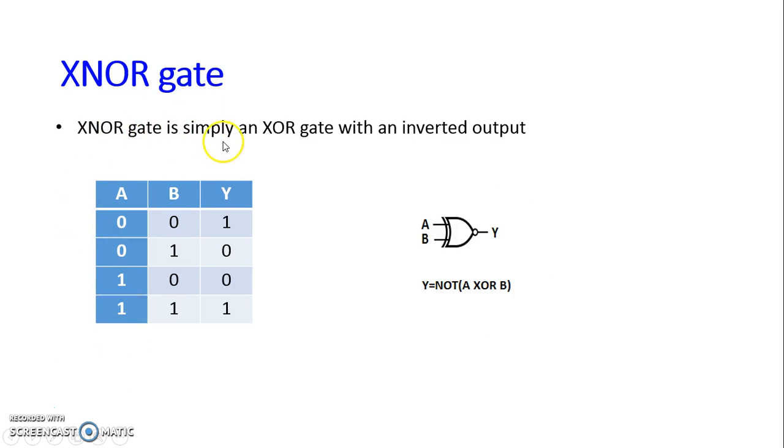XNOR gate. XNOR gate is simply an XOR gate with an inverted output. The truth table for XNOR gate is given here. When both inputs are similar, the output is 1. When both inputs are different, the output is 0. This is the symbol for XNOR gate. This bubble shows it is XNOR. The expression for XNOR gate is not of A XOR B, or we can also write Y is equal to A bar B bar plus AB.